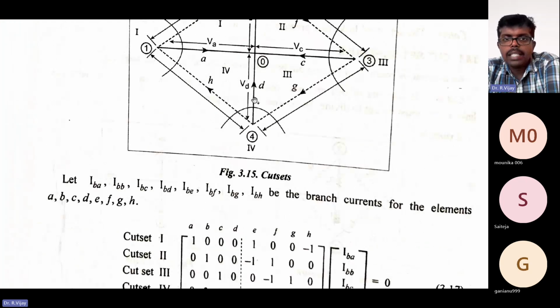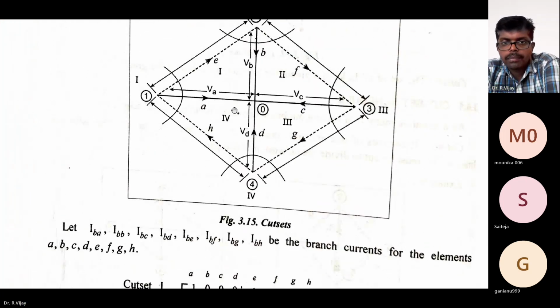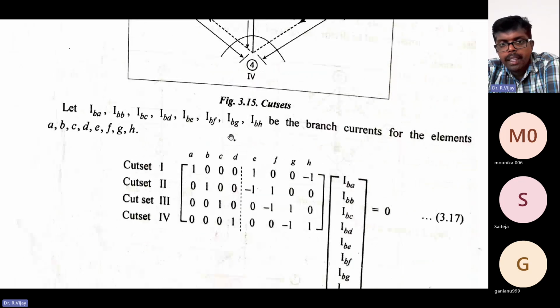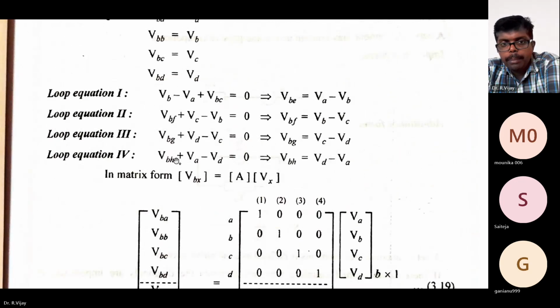Next, what is loop number 4? It is coming like this. So VA minus VD plus VBH is equal to 0. So VBH is equal to VD minus VA. So this is loop number 4.